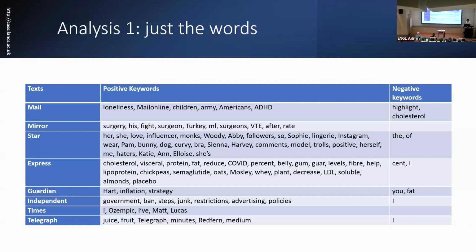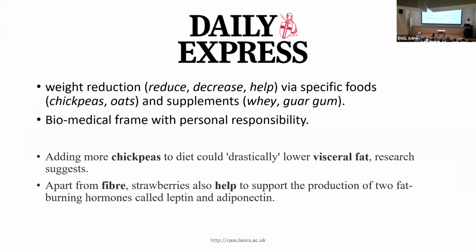So for example, the word I is a positive keyword for the Times. The Times seems to have articles where people are using the word I a lot, maybe first-person narratives. But the Independent and the Telegraph have I as a negative keyword. They don't tend to have articles which contain the word I very much. Lots of keywords here. I'm not going to talk about all of them, obviously. I'll just focus on maybe 3 newspapers, the Express, the Star, and the Independent. And I'll give you a couple of examples of keywords from each. So here's the Express, and we found a lot of the keywords were relating to weight reduction, words like decrease and help.